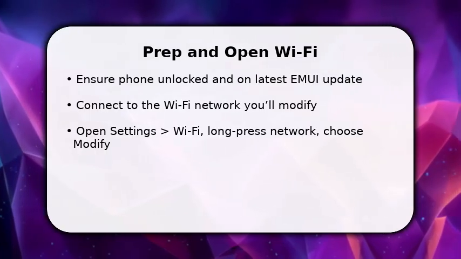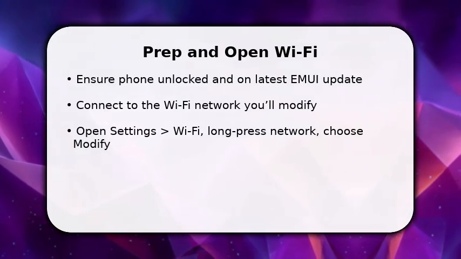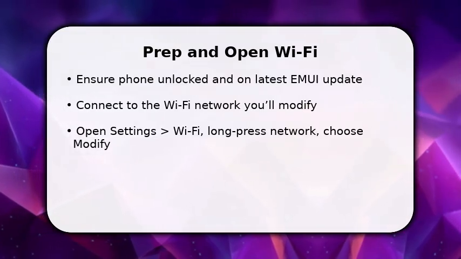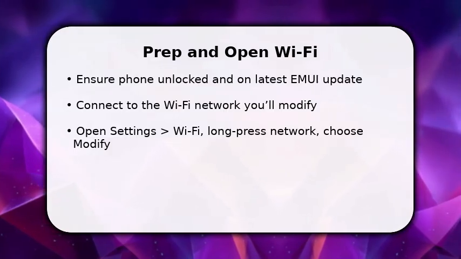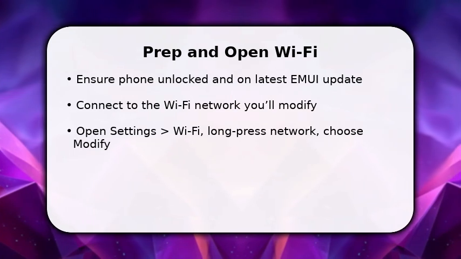Next, open Settings and tap Wi-Fi, then long press the network name and pick Modify or Edit Network. This gives you access to IP settings and DNS fields. Make sure you have the DNS addresses ready. Common choices are 1.1.1.1 and 8.8.8.8.